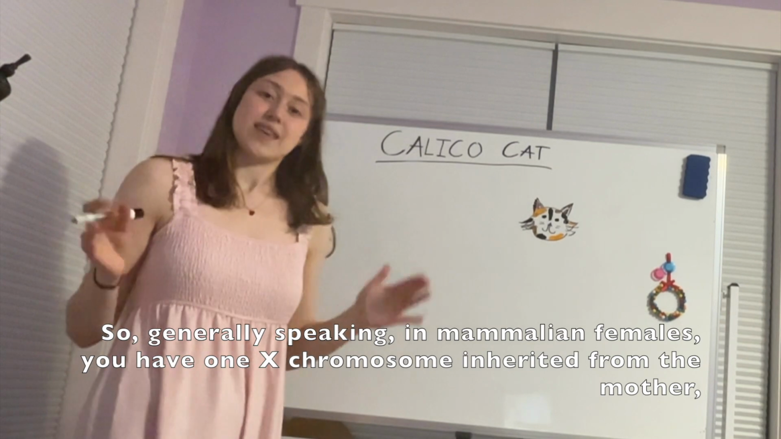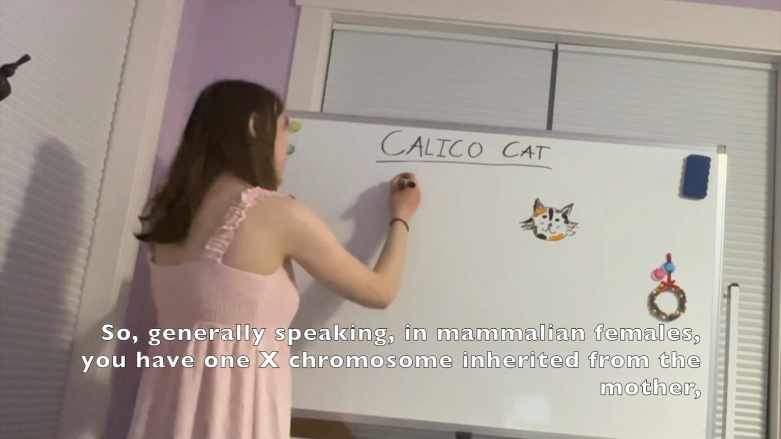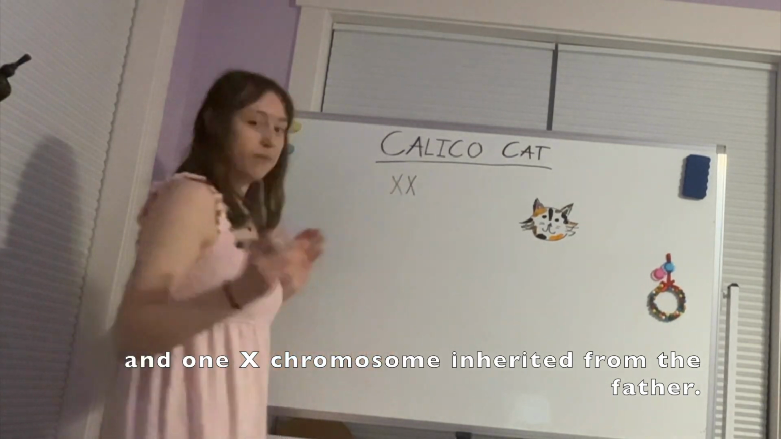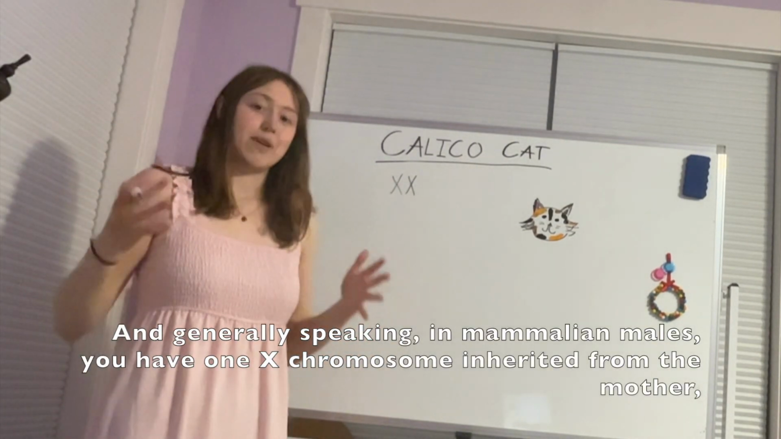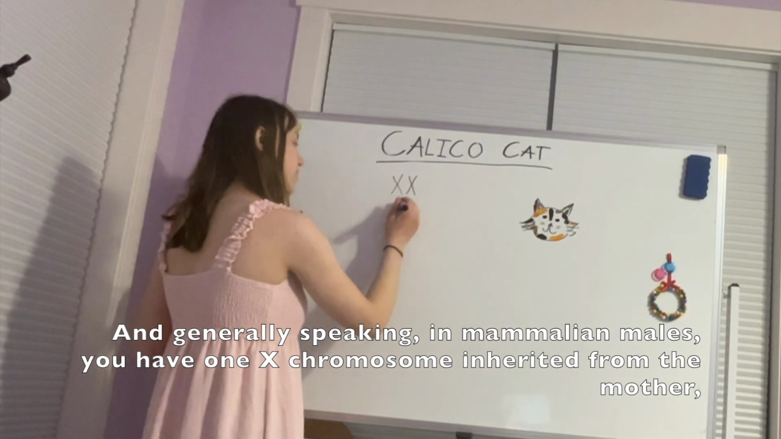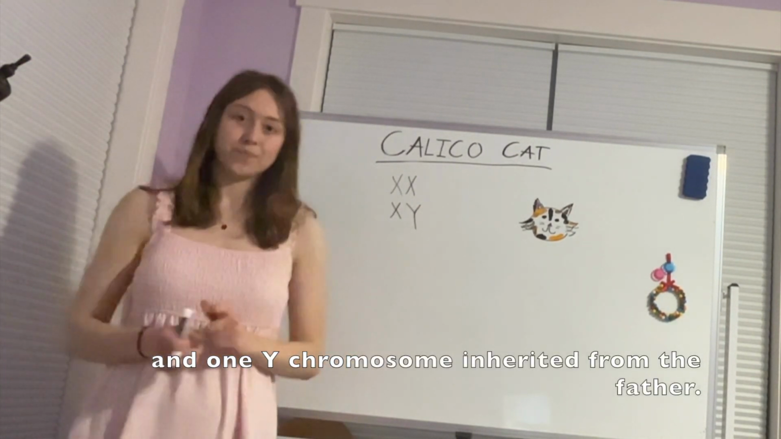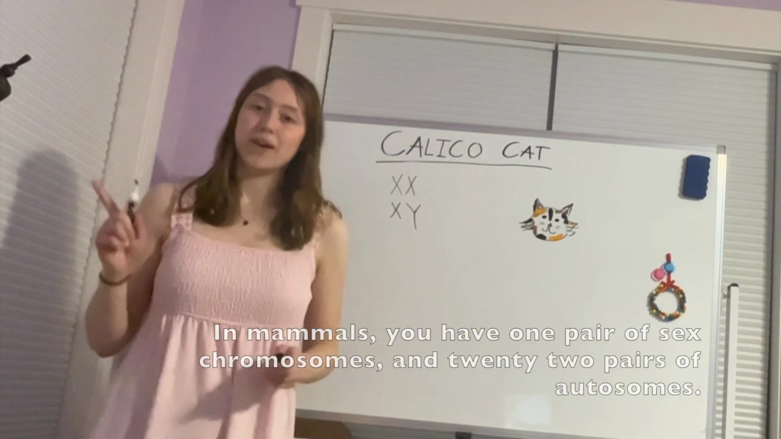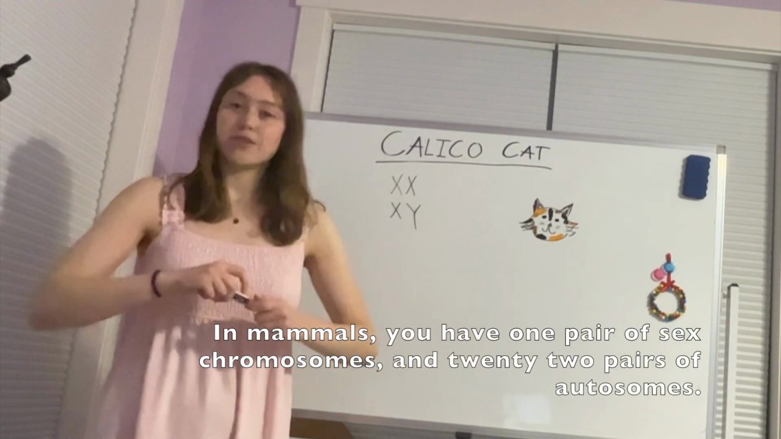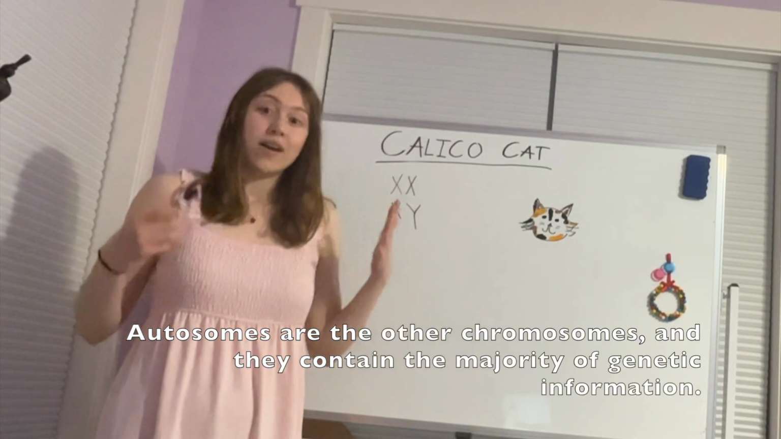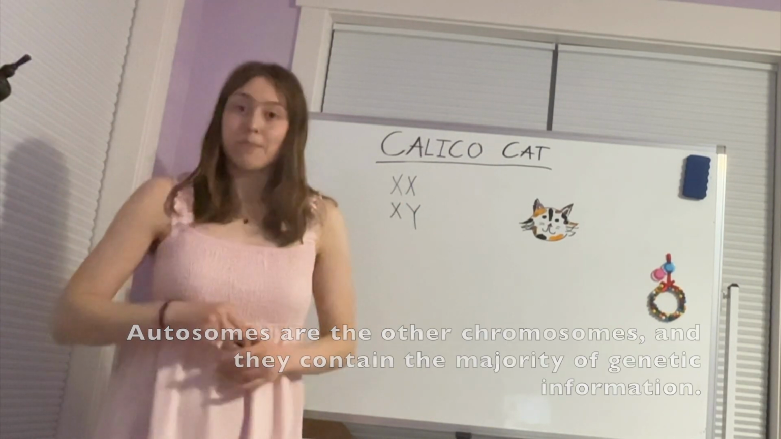So generally speaking, in mammalian females, you have one X chromosome inherited from the mother and one X chromosome inherited from the father. And generally speaking, in mammalian males, you have one X chromosome inherited from the mother and one Y chromosome inherited from the father. In mammals, you have one pair of sex chromosomes and 22 pairs of autosomes. Autosomes are the other chromosomes, and they contain the majority of genetic information.